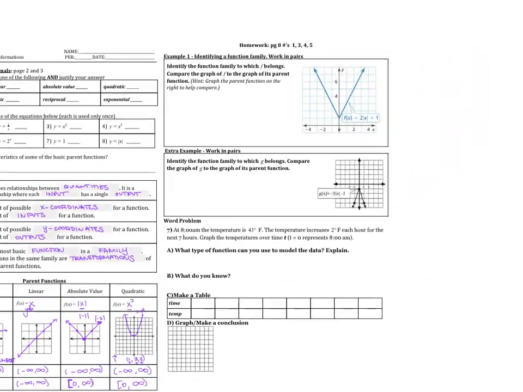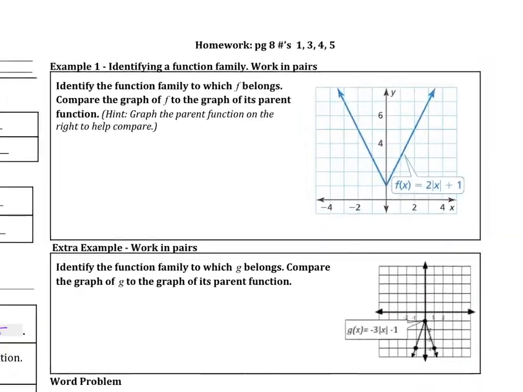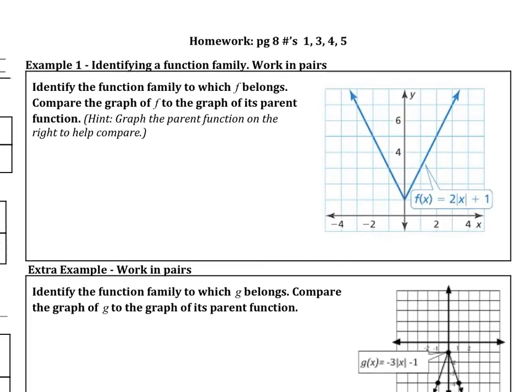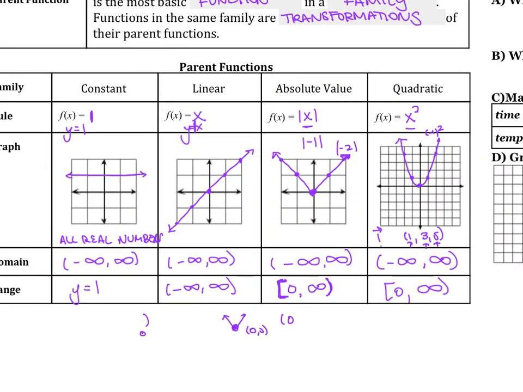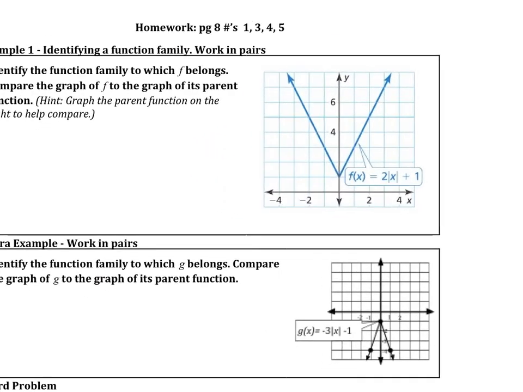So let's try that with this next example here. Identify the function family to which f belongs. Compare the graph of f to the parent function. A hint is graph the parent function on the right. So here, if you look at what we've done already, which graph does this look like? Well, it's our absolute value. So this is the parent function. It always starts at 0, and then the slope, I'm going to call it slope, is up 1, right 1, or up 1, left 1 of our absolute value. So let's graph that here first.